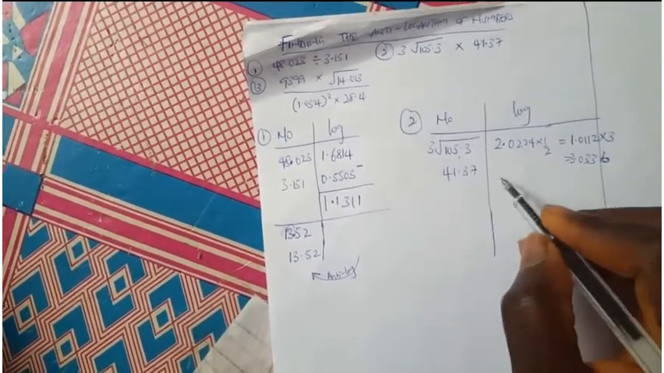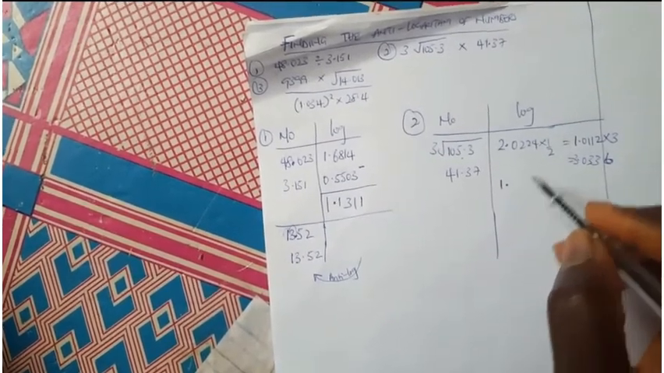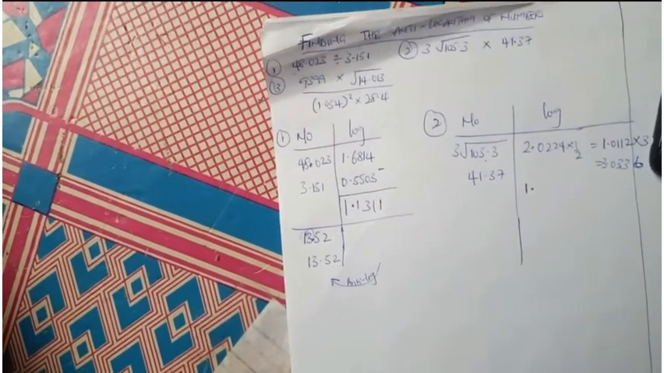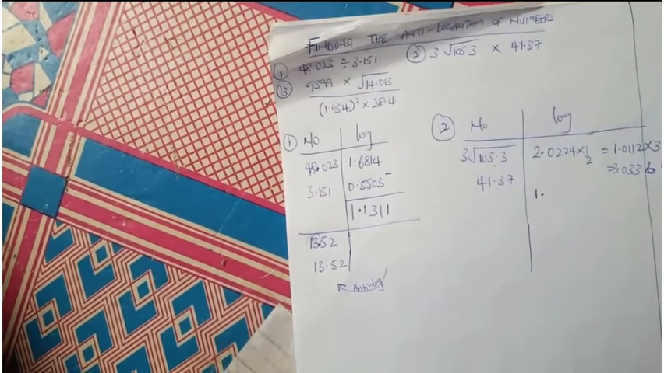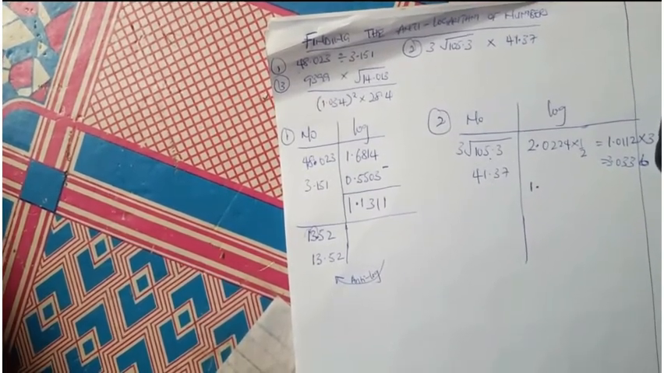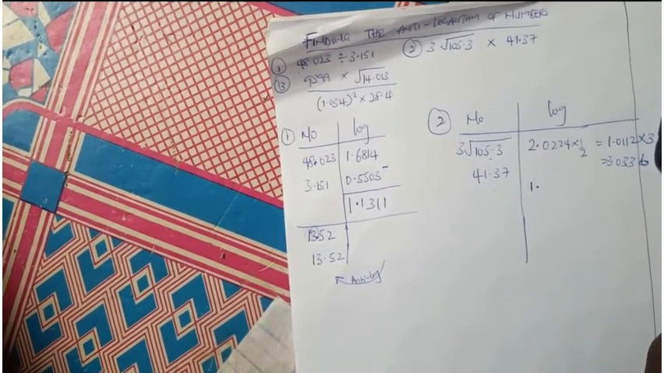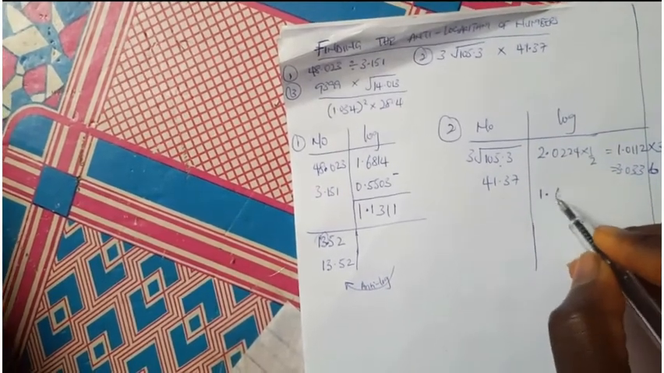Now for this, the characteristic is 1 point, then check 41 under 3 difference 7. 41 under 3 is 6160. Difference 7 is 1, 2, 3, 4, 5, 6, 7. It's 7. So 41 under 3 is 6167.